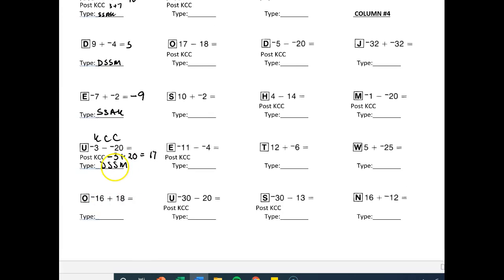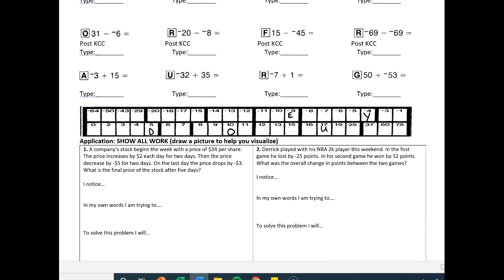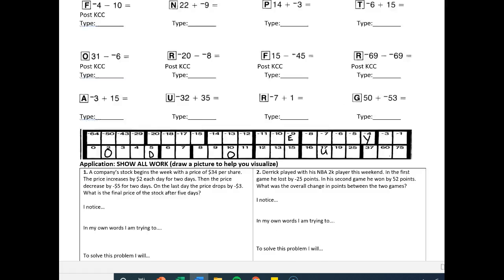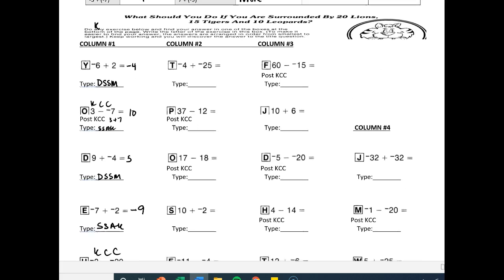For O, negative 16 plus 18. Those are different signs, subtract more. 18 minus 16 is 2. You have more positives, so it's 2. On the back side, find positive 2 and put O. All right, let me do a couple more with you.